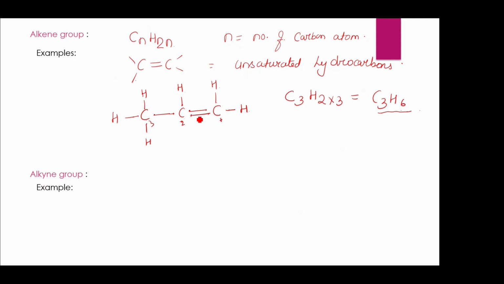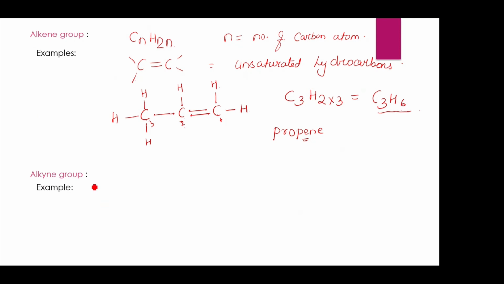Here we have a double bond between carbon 1 and 2. That is why the name ending will be "ene." So the IUPAC name of this compound is propene. Since the double bond is present at carbon one, you can write propene or 1-propene, or just propene also. It is correct.